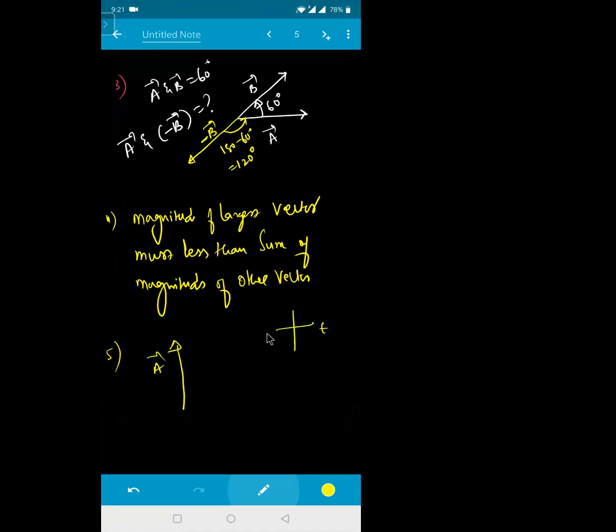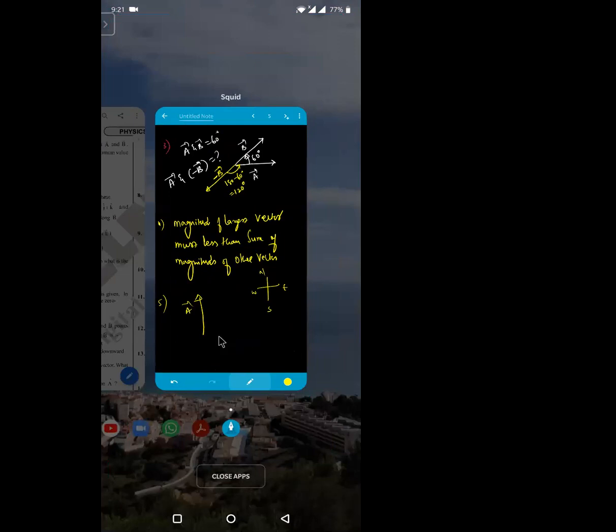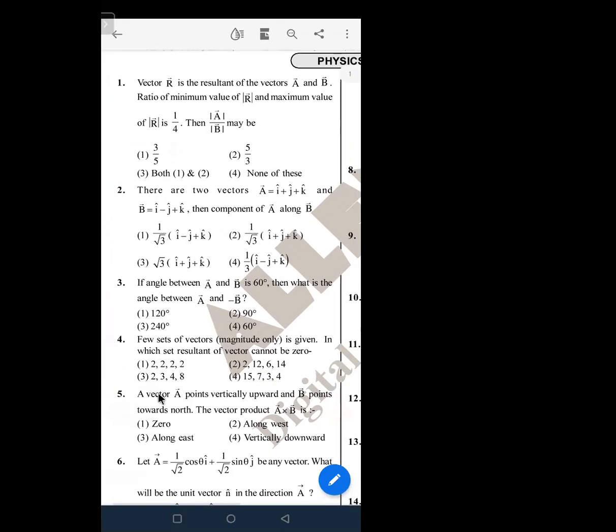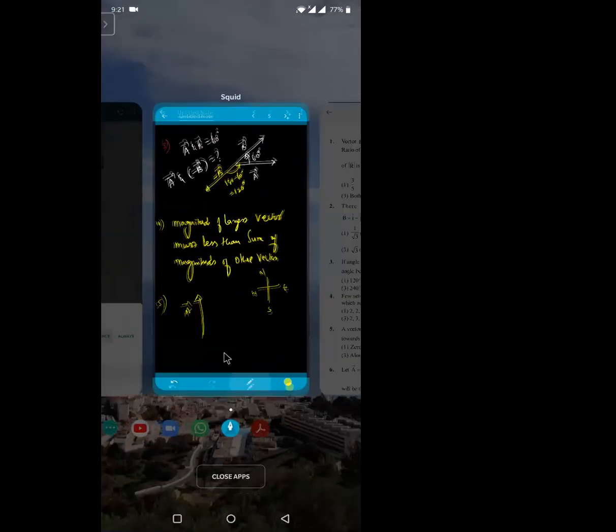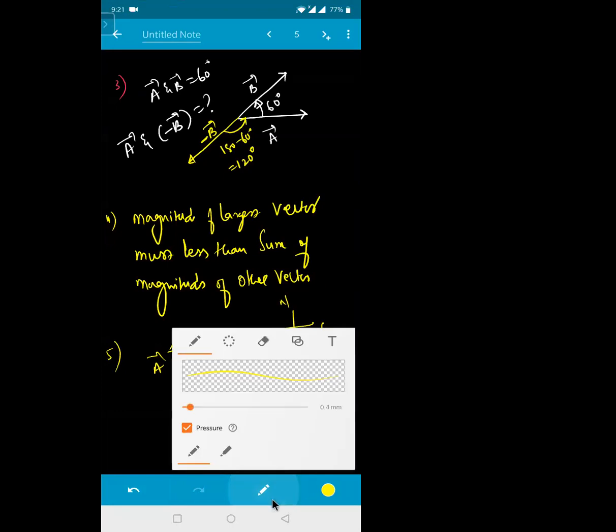This is your east, this is your west, this is your north, and this one is your south. Okay. Vector upward means right now what? Positive upward direction. What is the other vector he has given? Vector A bar points vertically upwards and B points towards the north. Okay, B is towards the north. So this is the vector which I can take right now here.